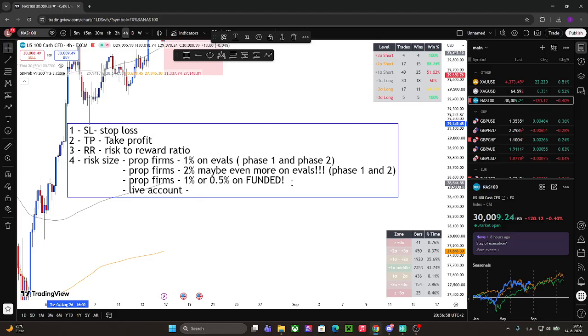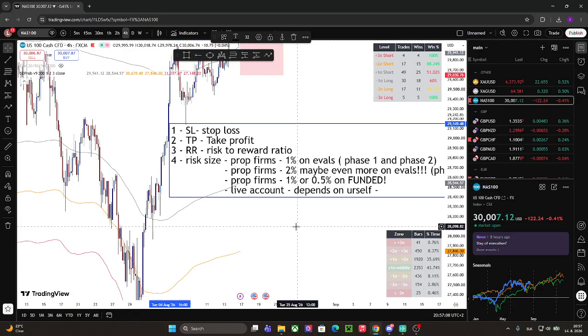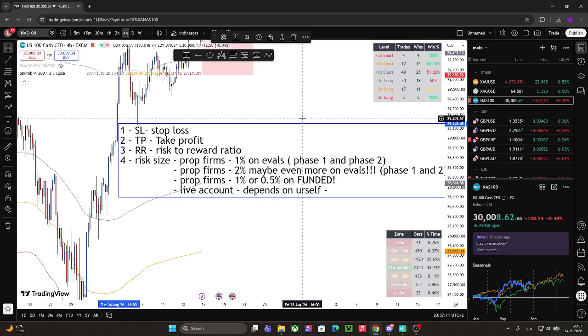So how would I say this? Depends on yourself. On a live account, I see many different types of sizing people use. Some even use like 5%. It's a live account. It doesn't have rules. The only rule is to not blow it. And if you have an edge, it shouldn't be that hard, really. So 5%, 1%, whatever. Because that's the freedom of a live account, right?